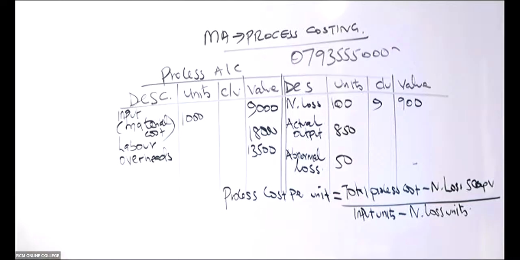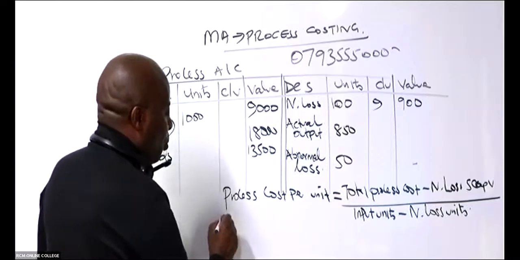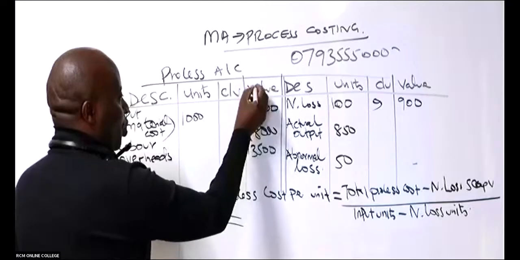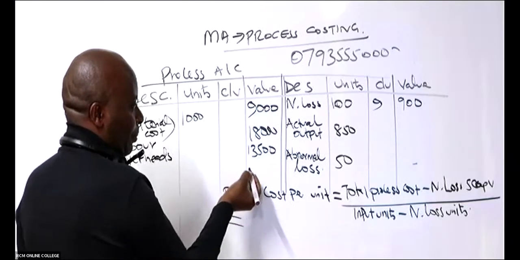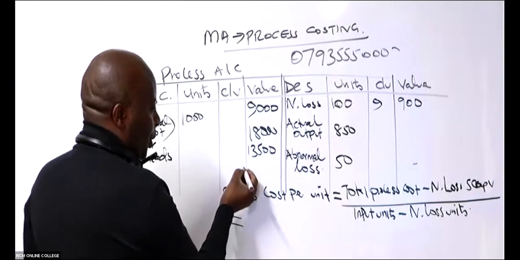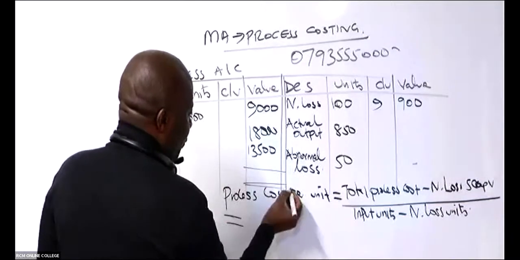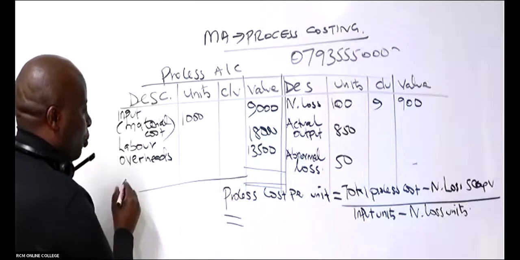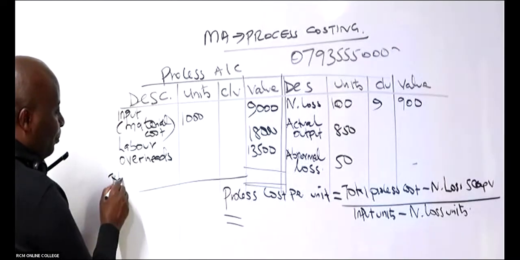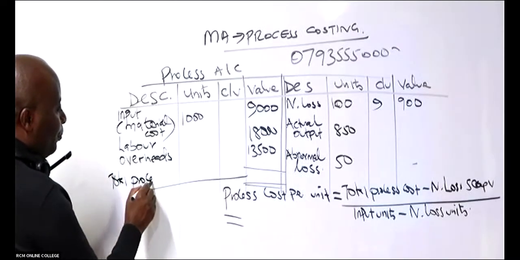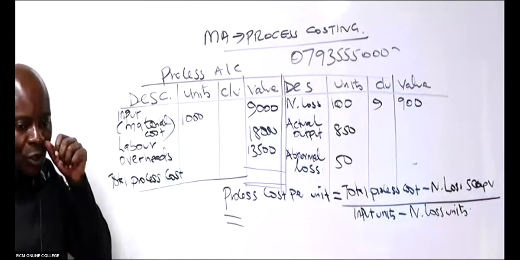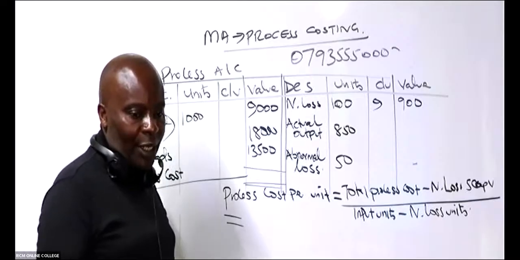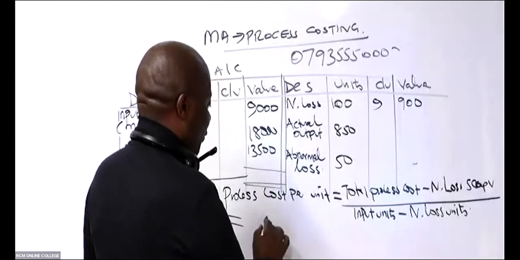So in this case here, can somebody give me the total process cost? Total process cost, you add these expenses on the debit side. Add all of them. Anybody who is able to give me this figure, this will be the total process cost. I'm being told total process cost is 4,500.